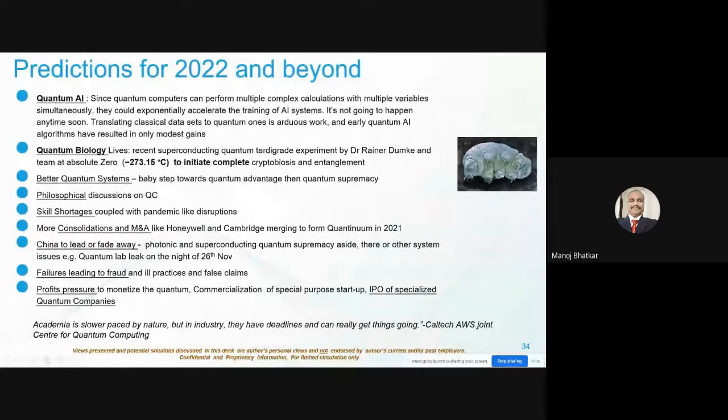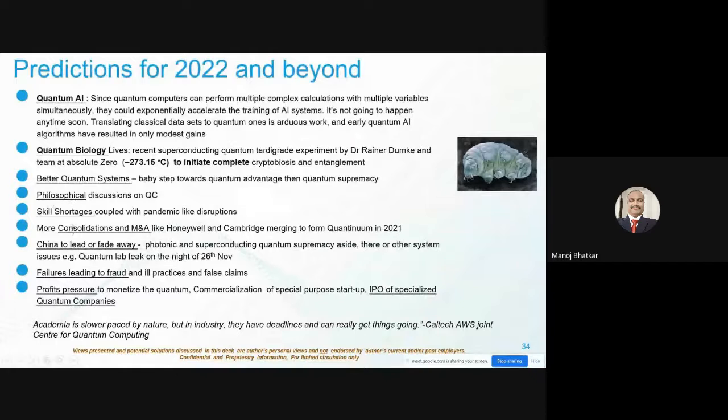They are kind of immortal animals. They start cryptobiosis, and then they were able to show that there was an entanglement, quantum entanglement, between two species. And read this interesting what will happen in biology, quantum biology, better quantum systems. We are going towards a quantum advantage first, then the supremacy.